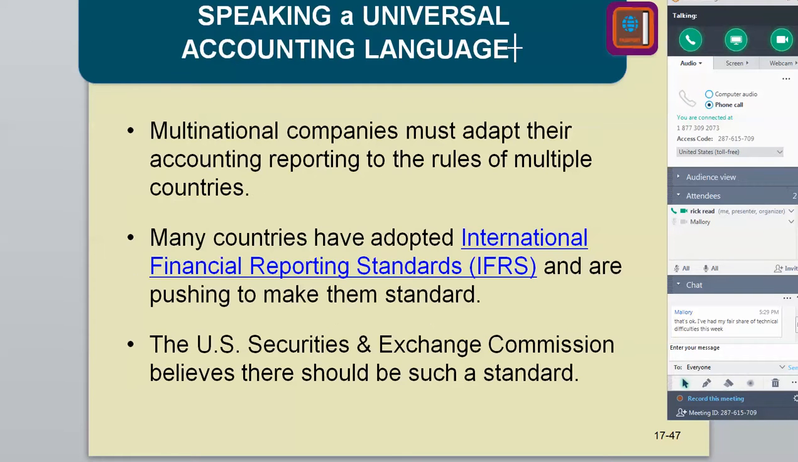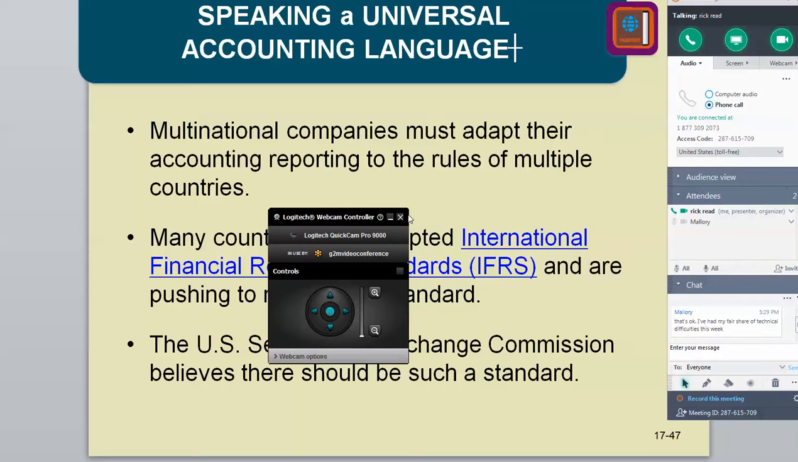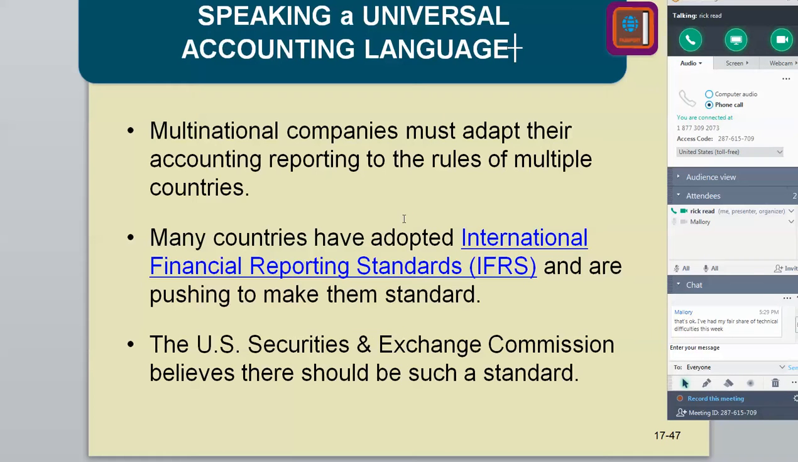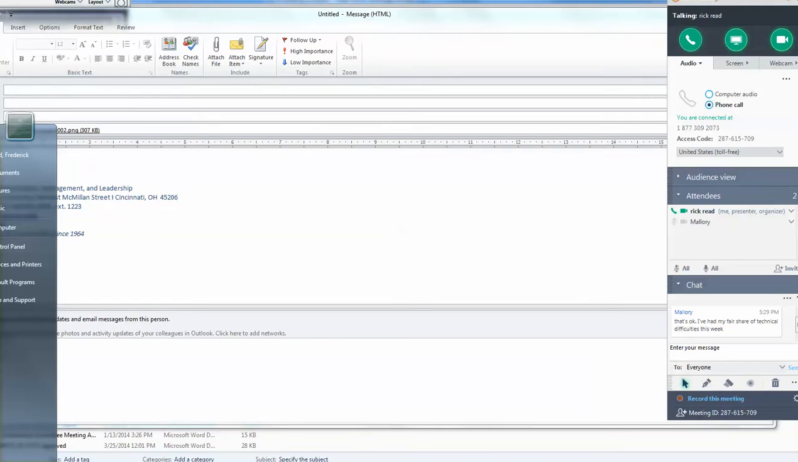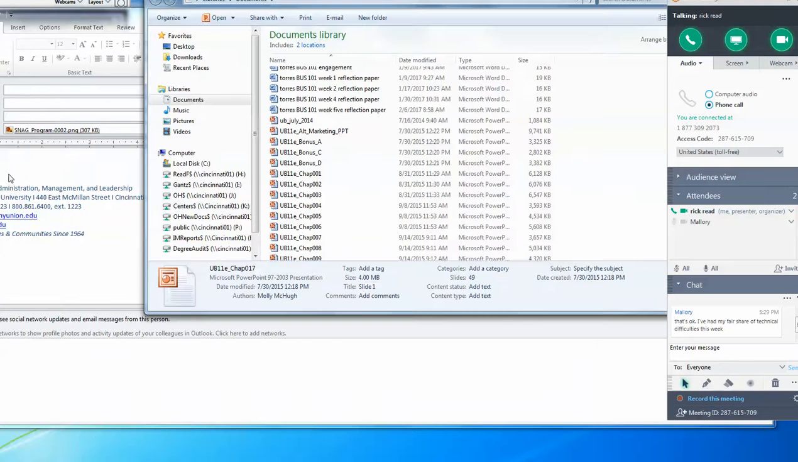There's talk about moving to international standards in financial reporting. We're not going to talk too much about that. And that brings me to the end of chapter 17. We'll take a short break now till 5:49 and come back and discuss chapter 18, which is financial management.